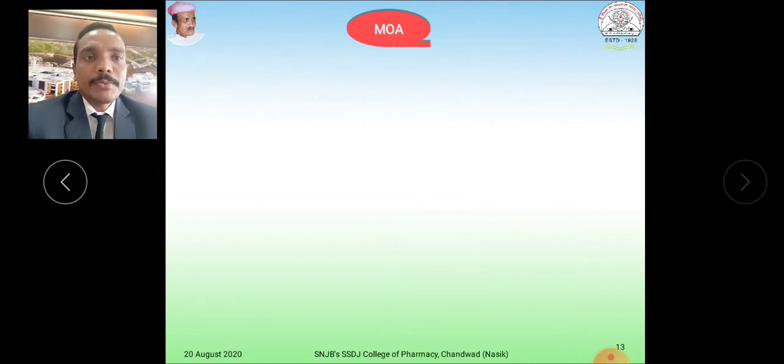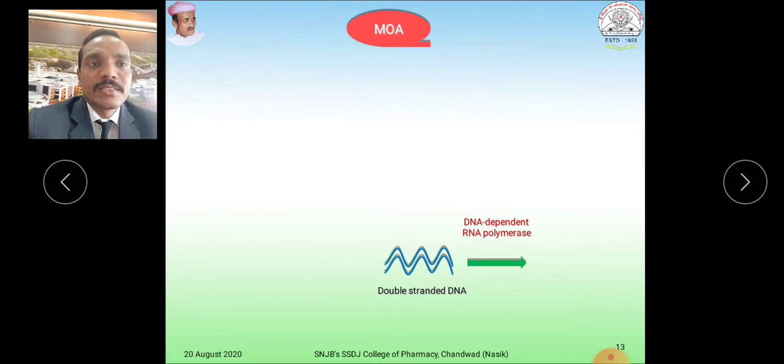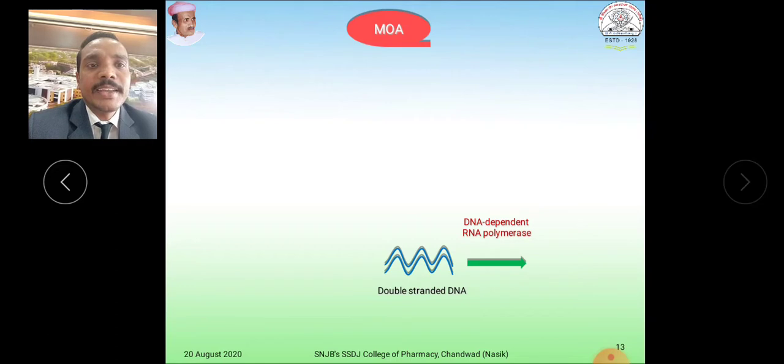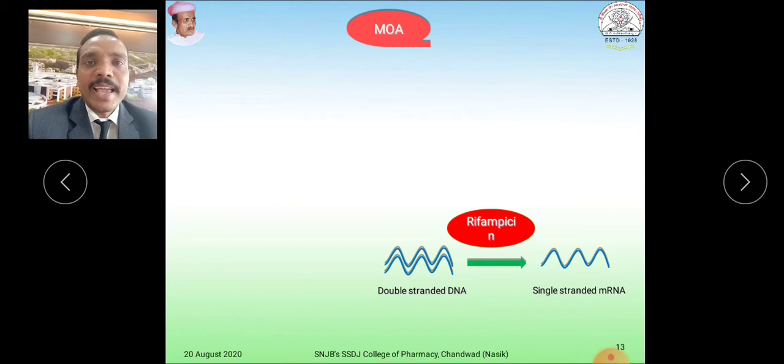Mode of action of rifampin. So double-stranded DNA in the bacterial cell, with the help of DNA-dependent RNA polymerase, that means by the action of DNA-dependent RNA polymerase, is converted into single-stranded mRNA. But rifampin or rifampicin binds to this and forms a complex with the enzyme and inhibits the action of the enzyme.